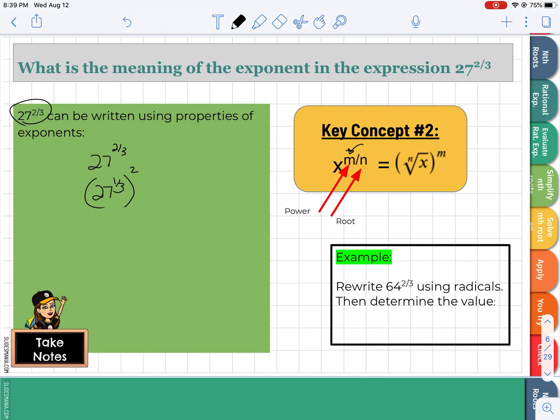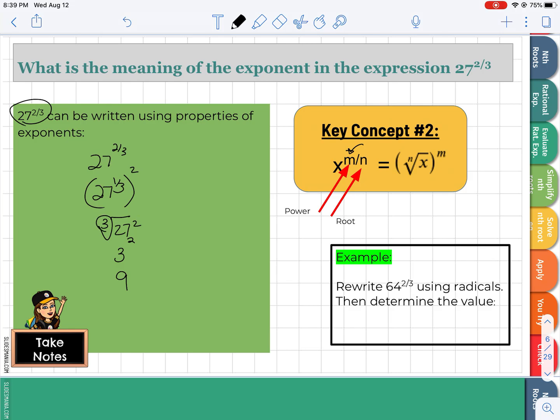Now we also just learned that 27 to the 1/3 power, that 1/3 means it's a cube root. Now when I'm doing these type of problems, I always like to make the numbers simpler. So I can either cube root 27 or I can square 27. It's way easier for me to mentally cube root 27. So the cube root of 27 is 3. It takes 3 3s when you multiply to get 27. And then square the number. So 3 squared is actually 9.